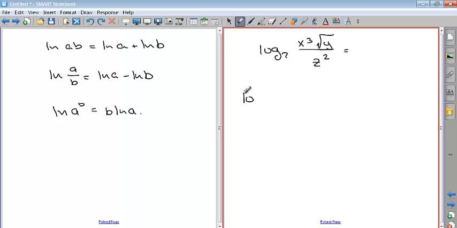So this would become log base 7 of x cubed, which is in the numerator, plus log base 7 of the square root of y, which is in the numerator, minus log base 7 of z squared. And then you can take the exponents out using this rule.